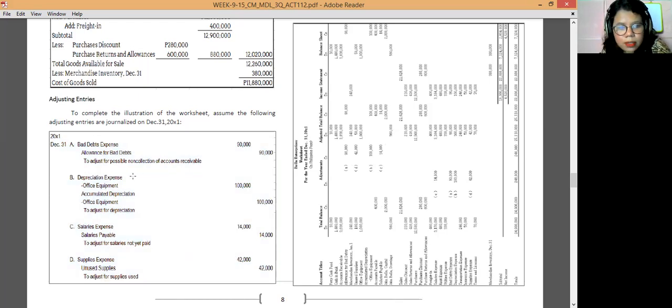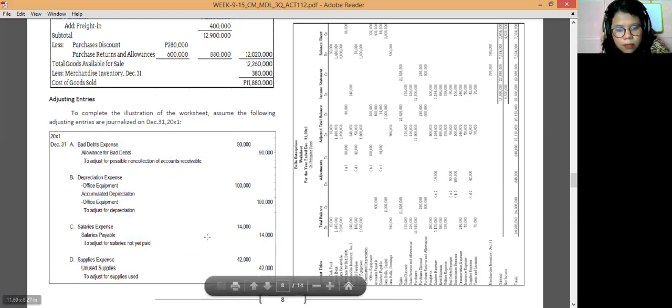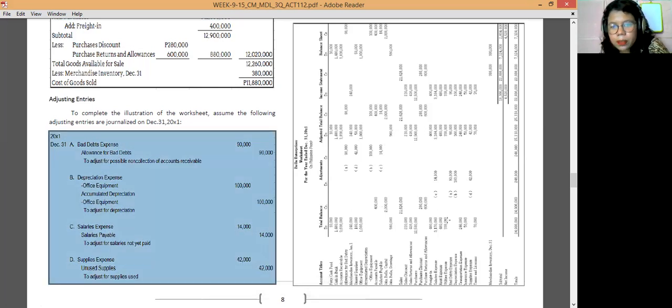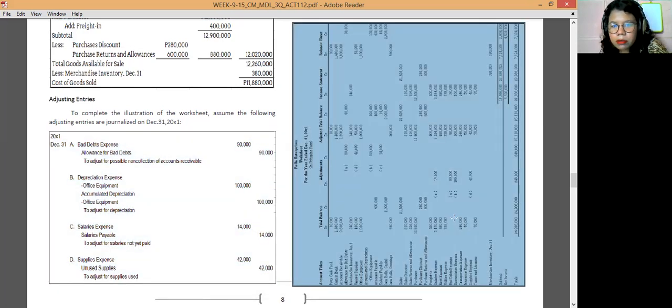Okay. So, depreciation expense for office equipment, 100,000. And accumulated depreciation for office equipment is 100,000. So, salaries expense, 14,000. And salaries payable is 14,000. So, to adjust for salaries not yet paid. Okay. So, supplies expense, 42,000 and unused supplies is 42,000 to adjust for supplies expense. So, given din yan. Okay? So, ito po yung Bella Enterprise worksheet.